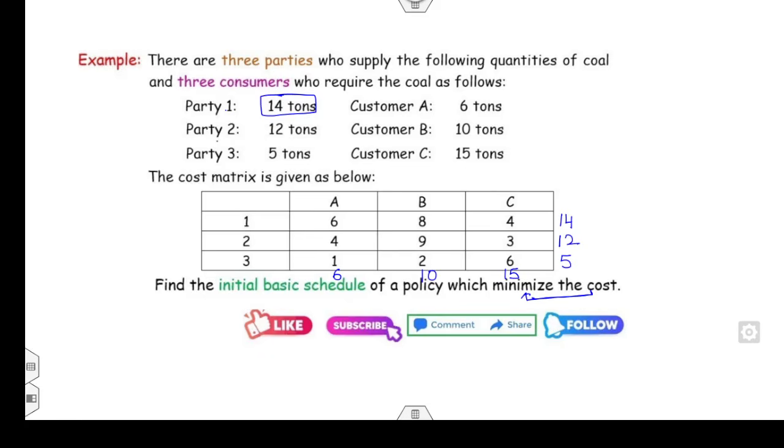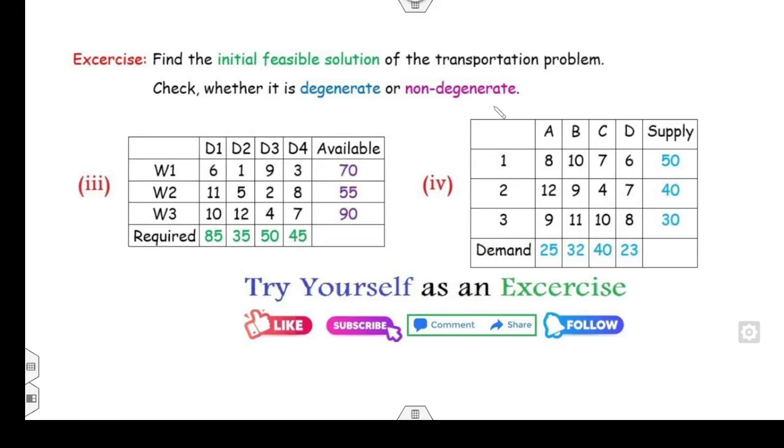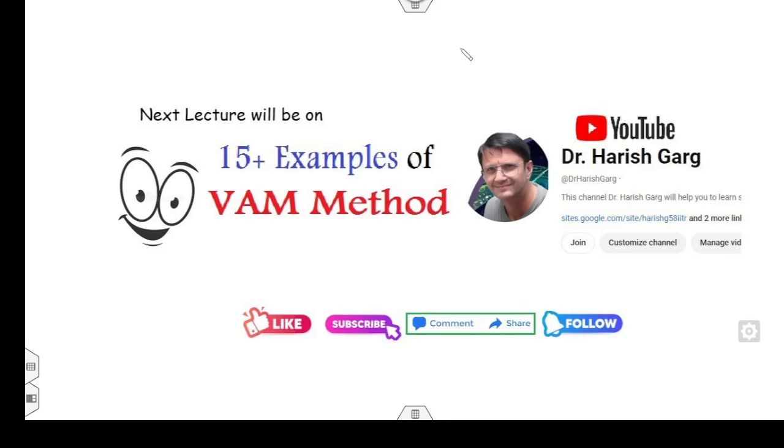Until then, you can do these 4 problems as an exercise for you. You can try to solve it, like question number 1: check whether it's balanced or not, and then let me know whether it is degenerate or non-degenerate. Similarly, these are the third and the fourth example. This is an exercise for you. You can solve it and let me know in the comment box whether you are able to solve the problems with the help of the least cost method or not. If you need any help from my side, you can tell me. I am ready to help you at any time.